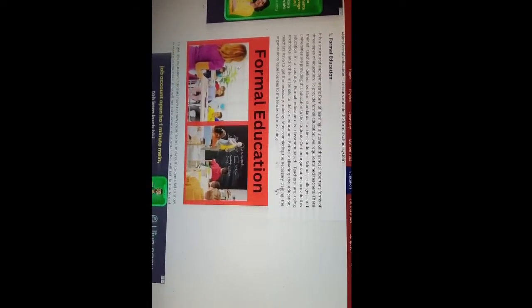सबसे पहले formal education. To get the education, students have to show presence in the class. If students fail to show presence in the class, they will not take exams. As a result, they will fail in the formal education. It is a structured and systematic form of learning. It is one of the most important forms of the 3 types of education.